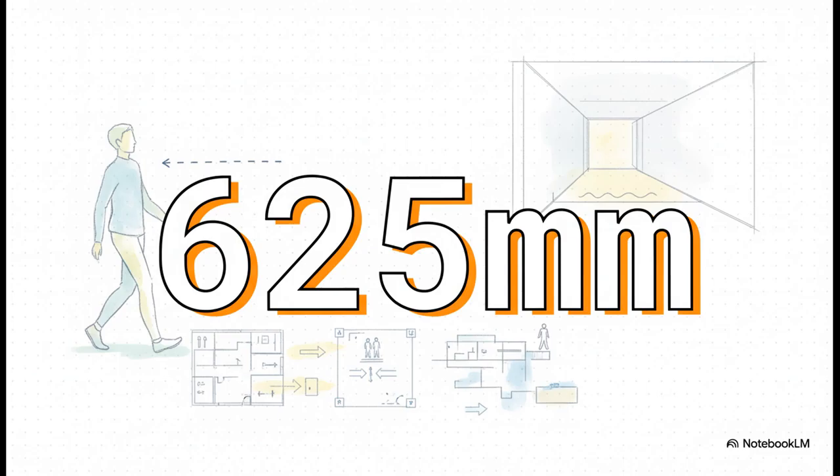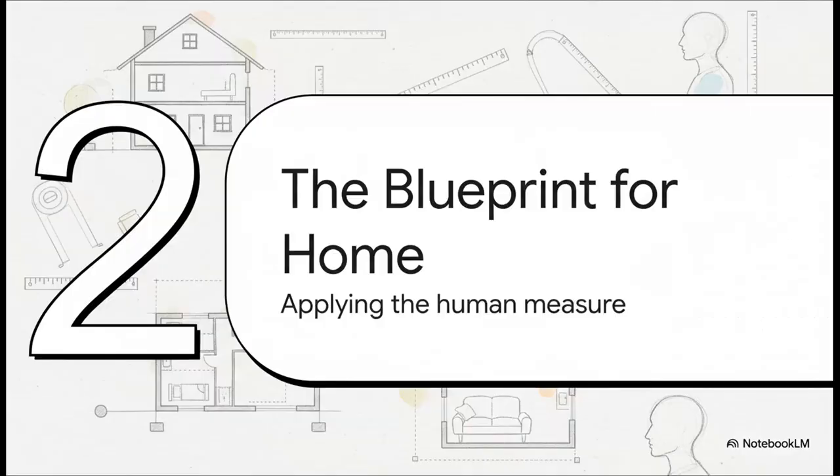And this one is absolutely crucial. 625 millimeters. That is the bare minimum width a person needs to walk. This single, tiny measurement is the building block for how we move through spaces. Your hallway at home, the aisles at the grocery store, even emergency exit corridors. They all start with this fundamental fact about how we move. So we've got the basic measurements of a person down. The question is, how do we use them?